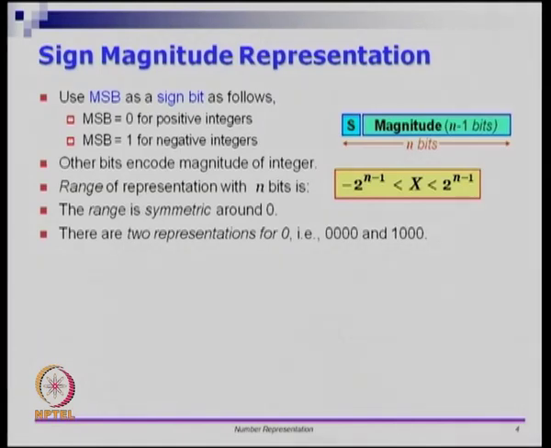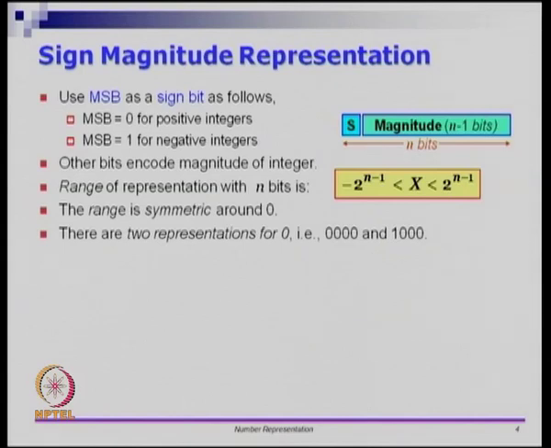In the signed magnitude representation, if you are given an n-bit vector, we interpret the leftmost or the most significant bit as the sign and the rest as magnitude. So this gives us the name signed magnitude representation. So an n-bit vector will be interpreted as 1 bit for sign and n minus 1 bits for magnitude. The interpretation of the most significant bit is: if s is 0, then it is considered positive, and if s is 1, it is considered negative.